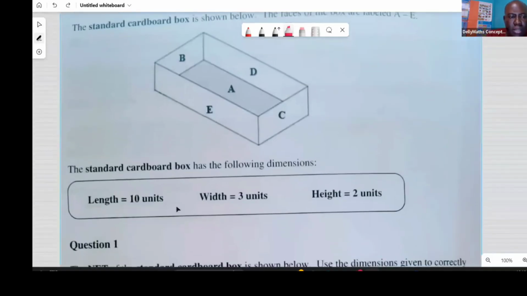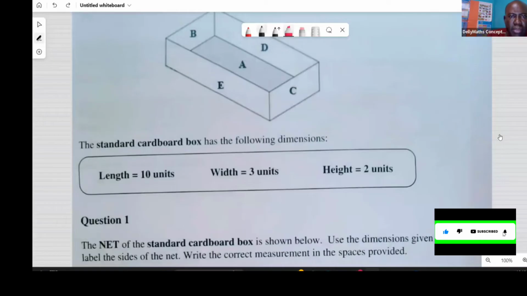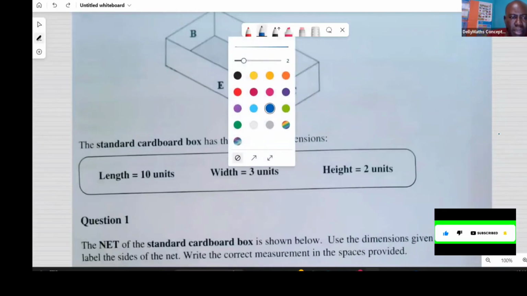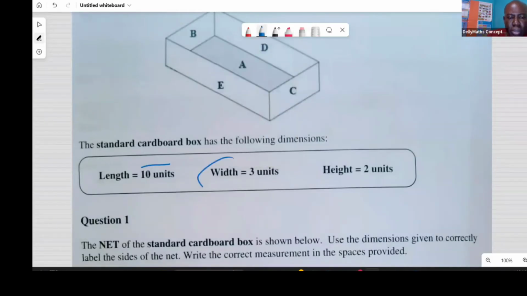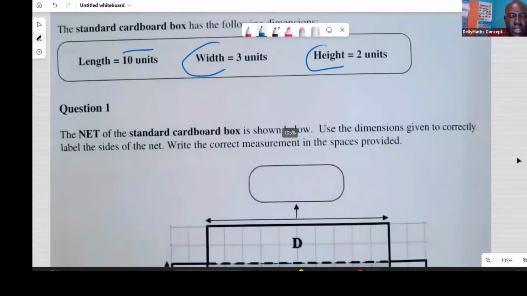All right, let's see what they want. The standard cardboard box has the following dimensions. The length is 10 units, the width is 3 units, and the height is 2 units. So we have those dimensions. Here comes the first question. Question 1: the net of the standard cardboard box is shown below. Use the dimensions given to correctly label the sides of the net. Write the correct measurement in the space provided.